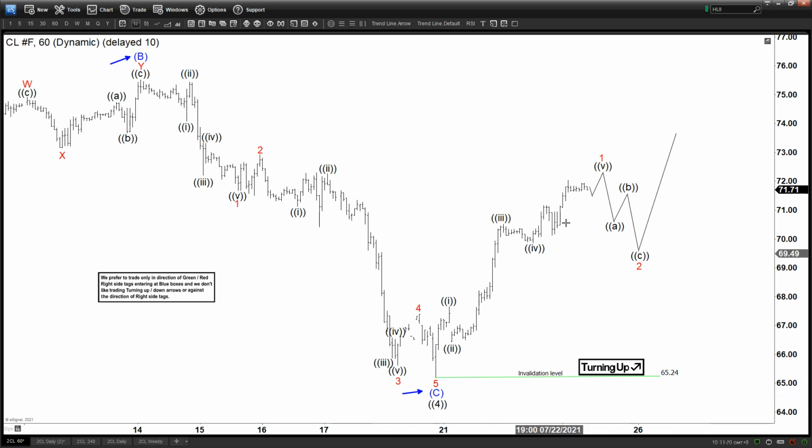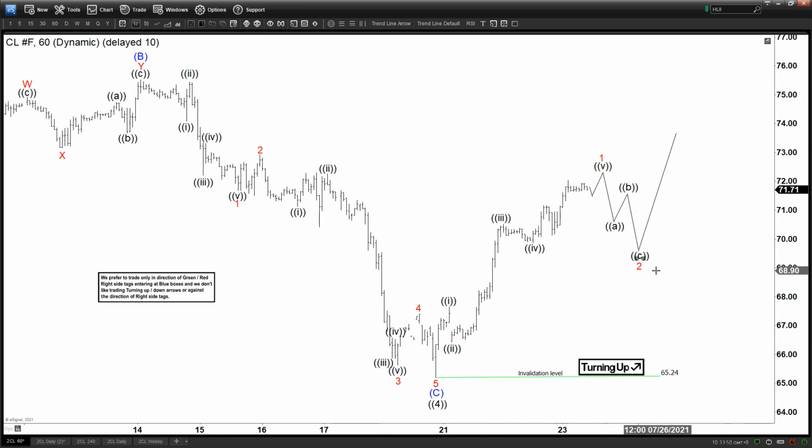And then we have already started to rally, and the rally also looks like an impulse, like 5 waves here. So this suggests that oil has started the wave 5 already to the upside, and pullbacks can continue to find support as long as we don't break below 65.24 again. We should continue to see more upside in oil within this wave 5. Eventually we should be looking for a new high if it is in the wave 5, right?